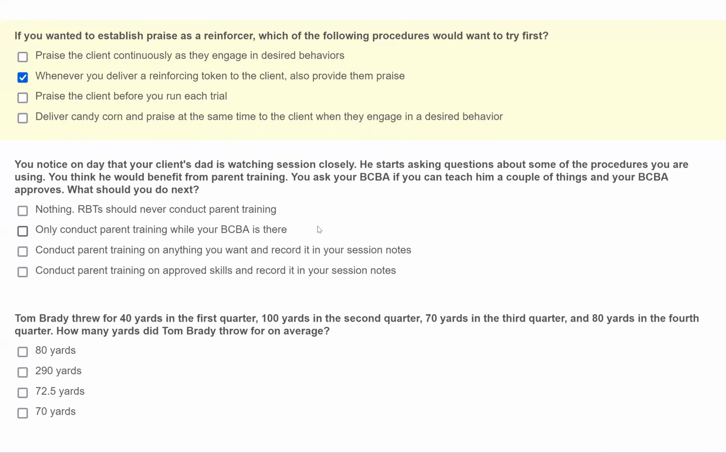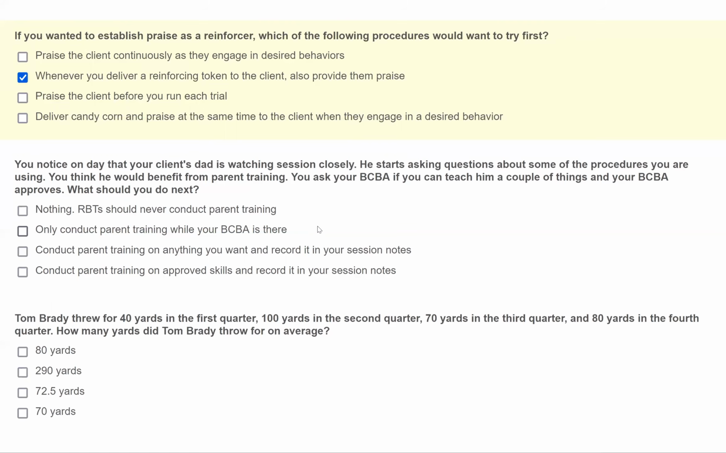Typically, RBTs don't do parent training without the support and guidance of a BCBA. In this case, however, what happened? Well, you asked permission from your BCBA to teach a couple of things and your BCBA approved. So how can you proceed? What should you do next? A, nothing. RBTs should never conduct parent training. Not true. You got permission from your BCBA to conduct parent training. You have the right to conduct parent training.